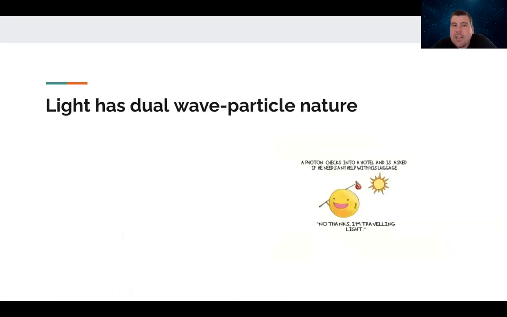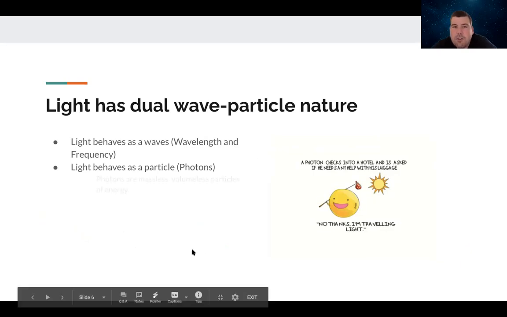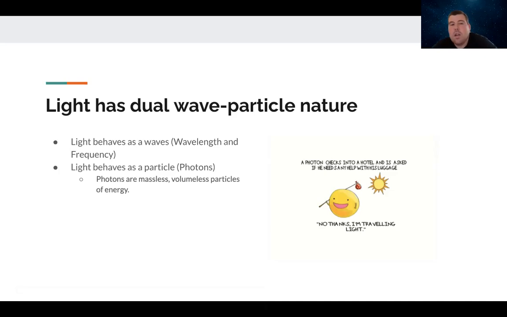And what he said was that light has dual wave-particle nature, meaning that depending on the situation, light could either behave as a wave or as a particle. Now, the waves are going to be basically behaving as we described them before. They have a wavelength, they have a frequency associated with them. But light can behave as a particle, and we call these particles photons. Photons are massless, volumeless particles, air quote, of energy.